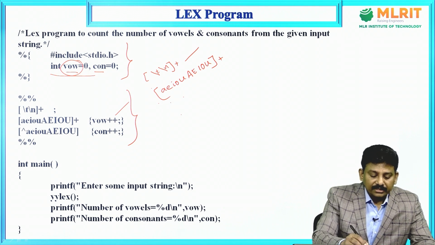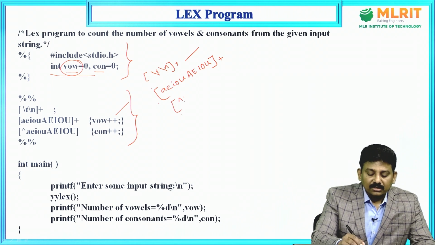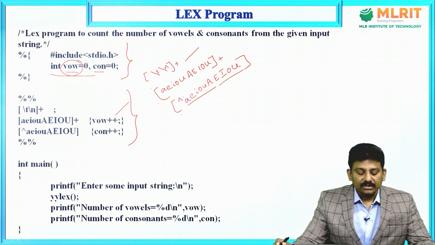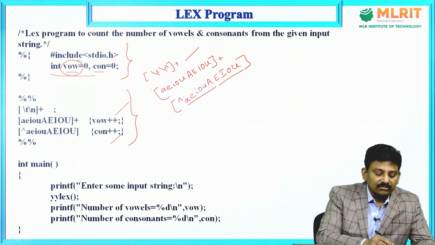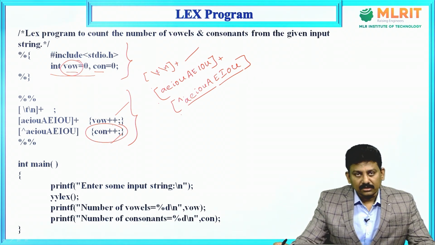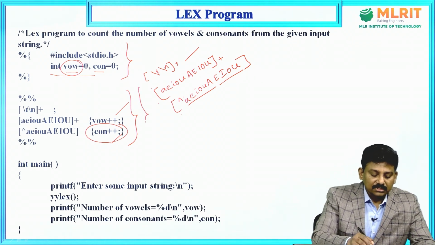We'll write a pattern for consonants. This symbol, the cap symbol, will be used for negation. That is, not A, E, I, O, U or a, e, i, o, u. So, other than this A, E, I, O, U, whatever it may be, that is a consonant. So, whenever that occurs, the consonant variable will be incremented by 1. This is done in the rule section.